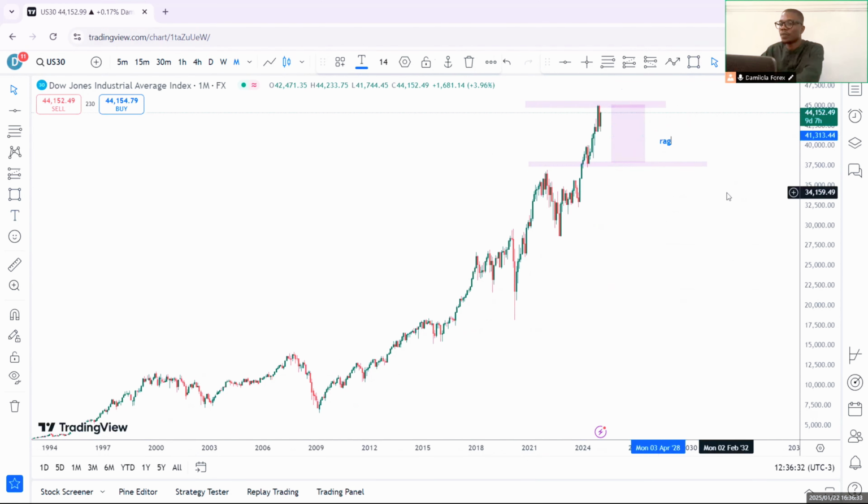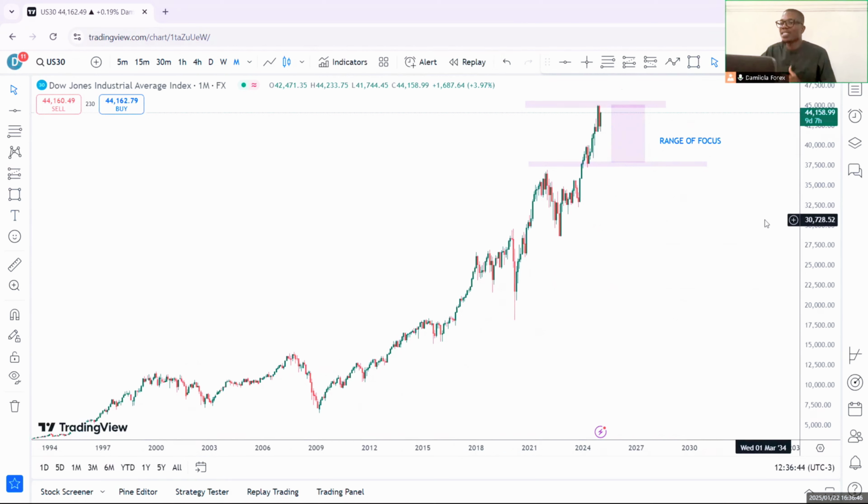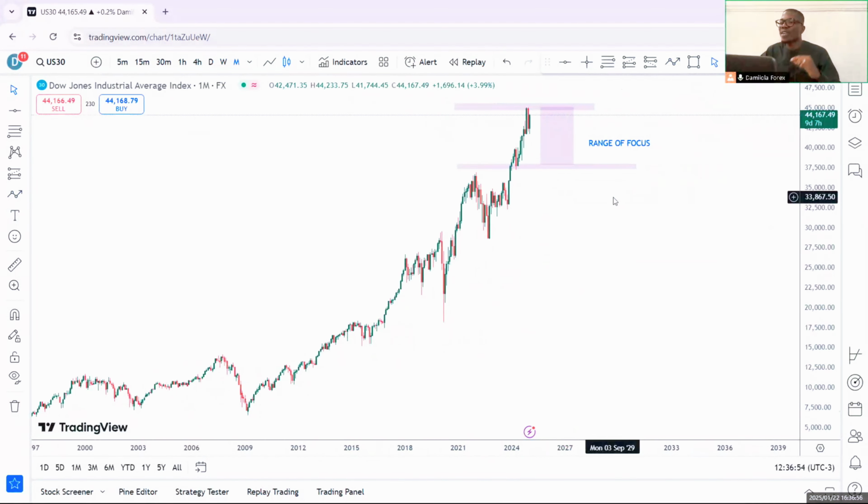Range of focus. Okay, let's spell this properly in caps. Why do we need a range of focus? Because it allows us to slim fit information, instead of dealing with information from all of these levels. We've been able to slim fit information to where it is most important, and where it is most important is currently within this range of focus.